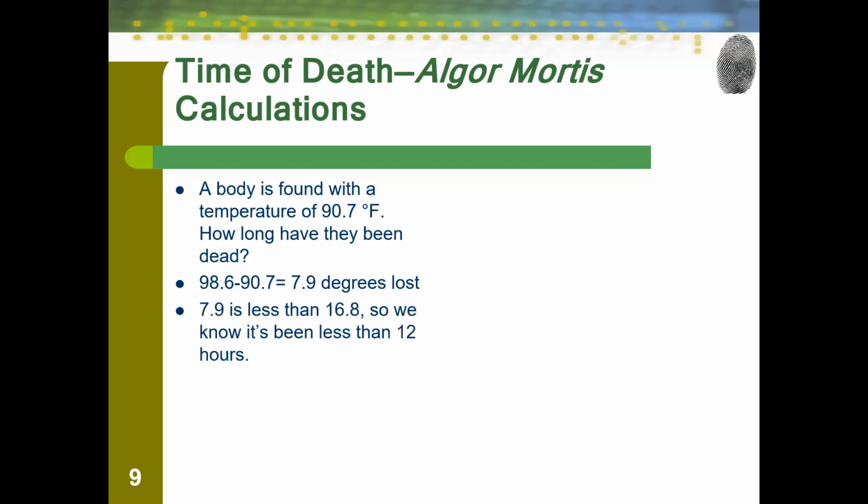Now we know that 7.9 is less than 16.8. This is why I personally memorized 16.8, but once again, up to you. So we know that it has been less than 12 hours. That is important for our calculations. So now you're going to take 7.9 and divide it by 1.4, and we know that it's been about 5.6 hours since death.